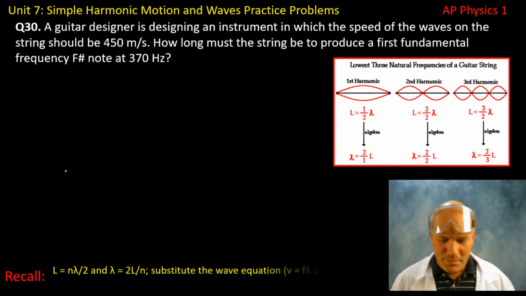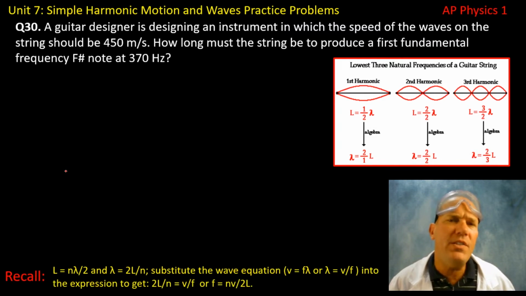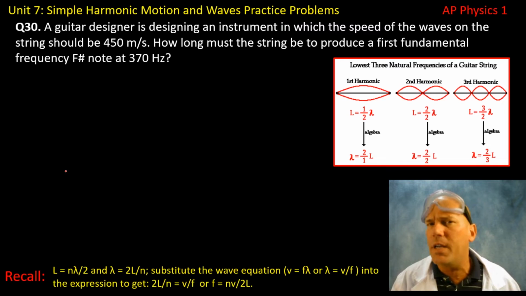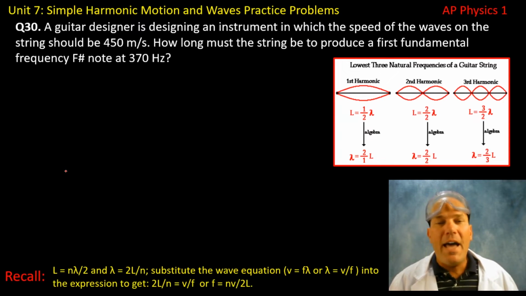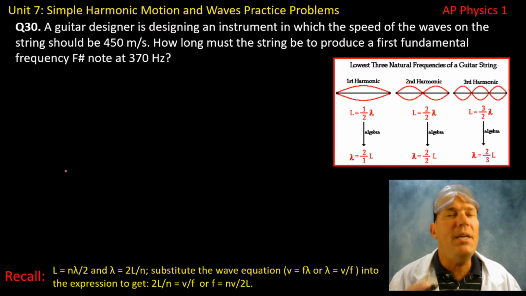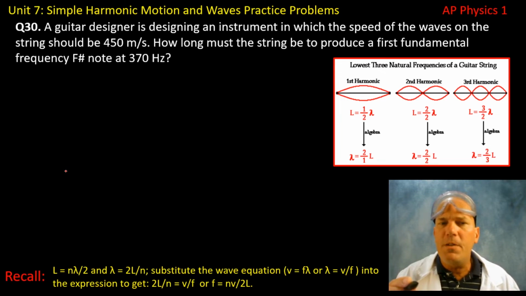Question 30. A guitar designer is designing an instrument in which the speed of the waves on the string should be 450 meters per second. How long must the string be to produce the first fundamental frequency at 370 hertz?